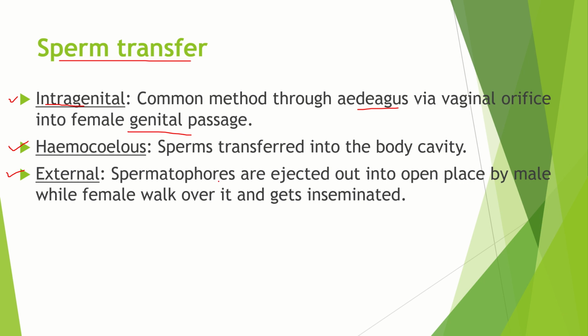Next is the hemocoelic process, meaning sperm is transferred into the body cavity. Next is the external process with a spermatophore. What is a spermatophore? A sperm-containing capsule. The spermatophore is ejected out into an open place by the male, while the female walks over it and gets inseminated. This is called external sperm transfer. An example of the hemocoelic process is the bedbug, and for external transfer the example is the silverfish.